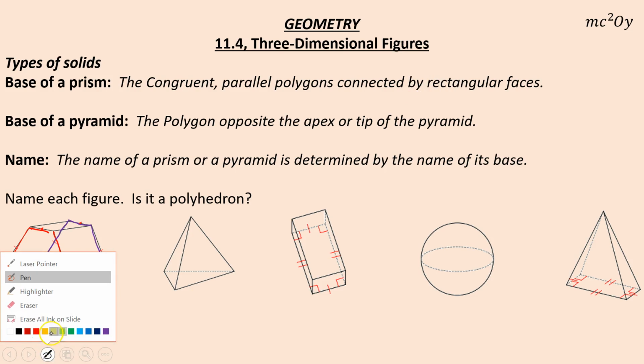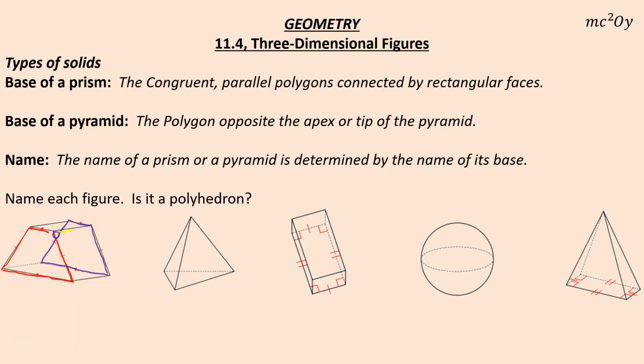When I look at this, those two trapezoids are connected by this rectangular face, that one on top, that one over there on the side, and this one on the bottom. Those are your lateral faces. If I'm naming this figure, we name it based upon its base. So it's a trapezoid prism.